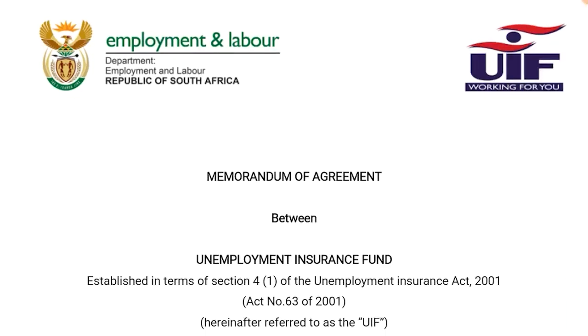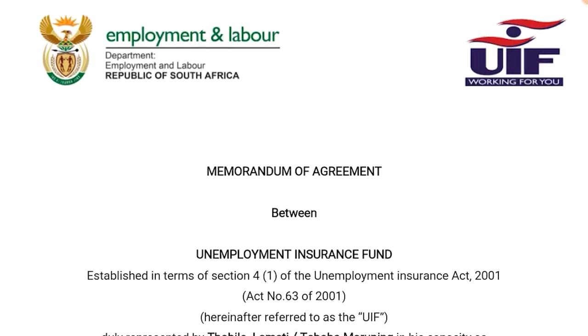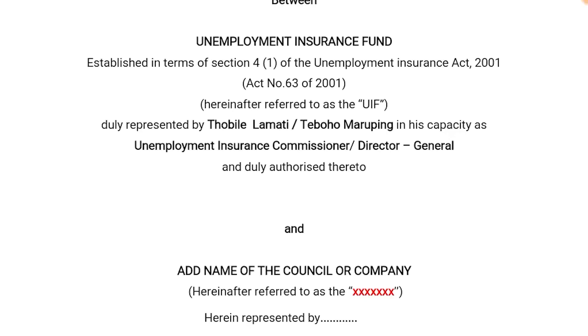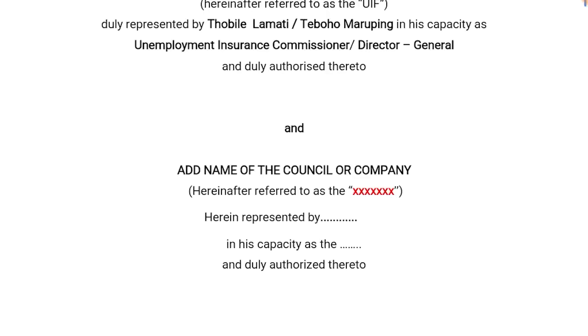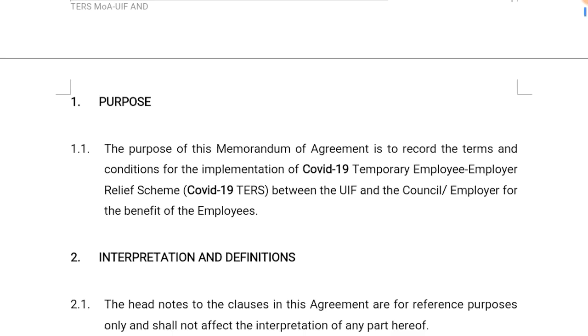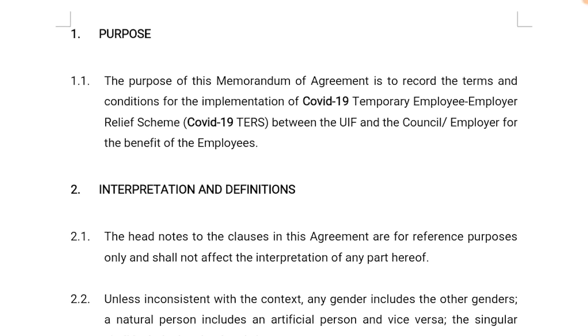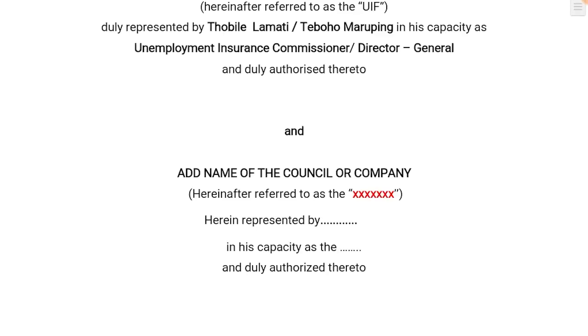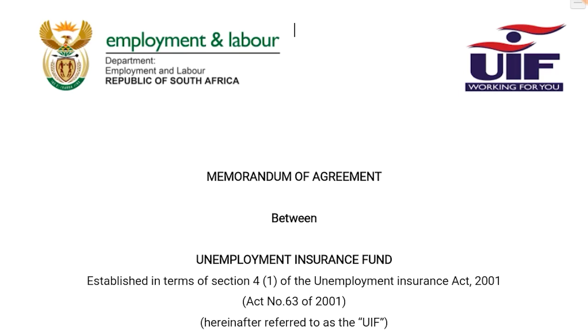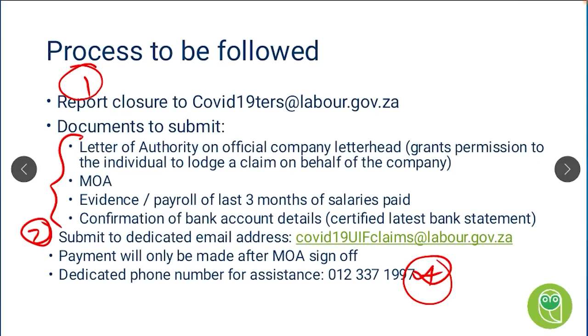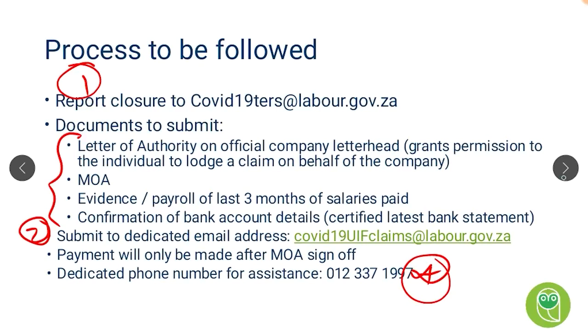I'd just like to show you this MOA. So this is the Memorandum of Agreement between the UIF and then the employer or bargaining council, right? And it's quite a lengthy document. We'll also make this available to you, but it's a legal agreement basically then entered into. Right, and this has been made available by the Department of Employment and Labour as a sort of standard template that one can use. Right, so now we know what documents should be submitted and the process that should be followed.